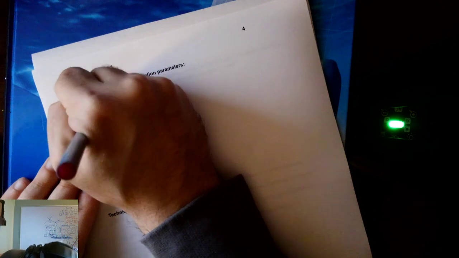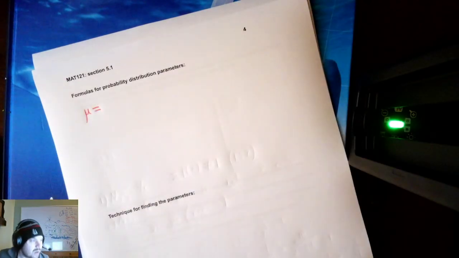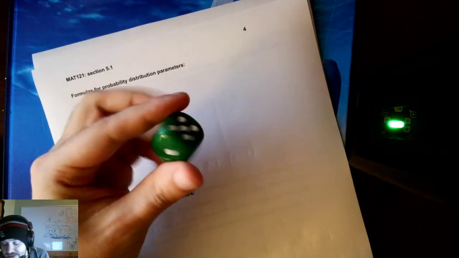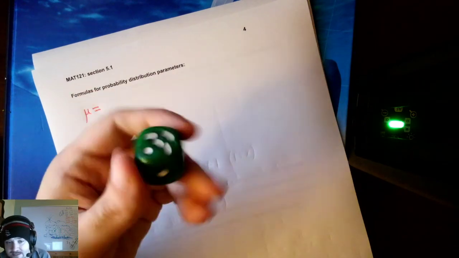The first formula is for the average or the mean. What's the average outcome? That's what this is determining. You have a probability distribution. What's the average outcome? On a die, it's 3.5, right? If I added up all of my possibilities and divided by 6, I would get 3.5. If you want to think about that for a moment, it might be a good time to pause. If you add up all outcomes on a die and divide by 6, you'd get 3.5.